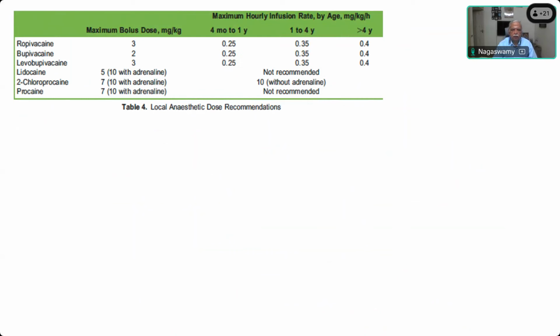Now, what is the maximum dose of various drugs that we use? We should have a good idea about it. So for bupivacaine, it is 3 mg per kg, which is almost like your normal adult patient.